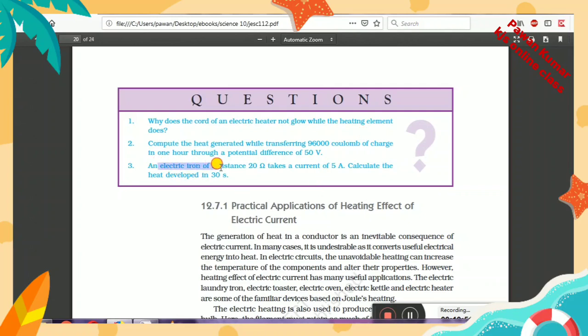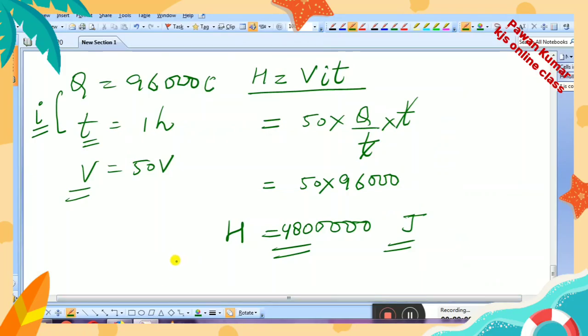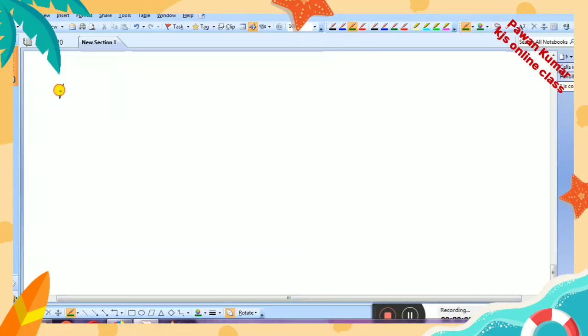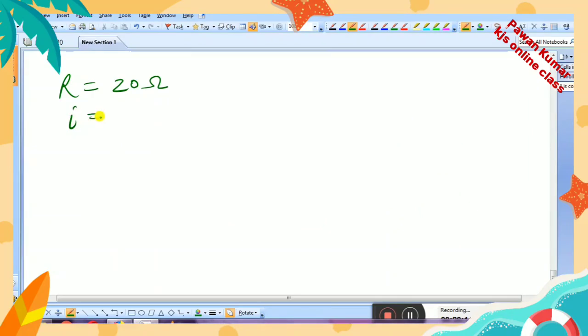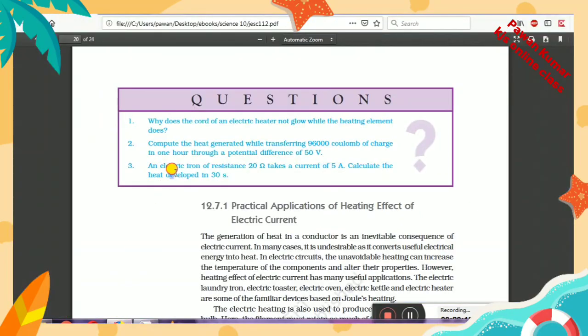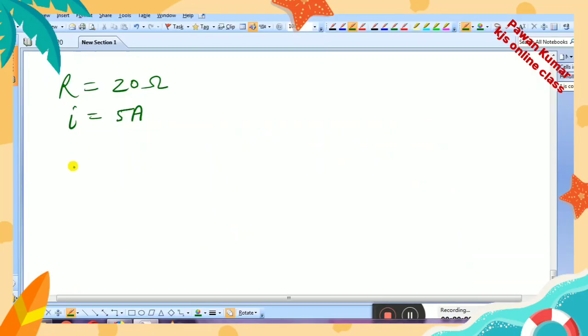Next question is an electric iron of resistance 20 ohm. There is one electric iron, its resistance is 20 ohm. It takes a current of 5 ampere. Resistance is 20 ohm. Current is 5 ampere. Calculate heat developed in 30 seconds.